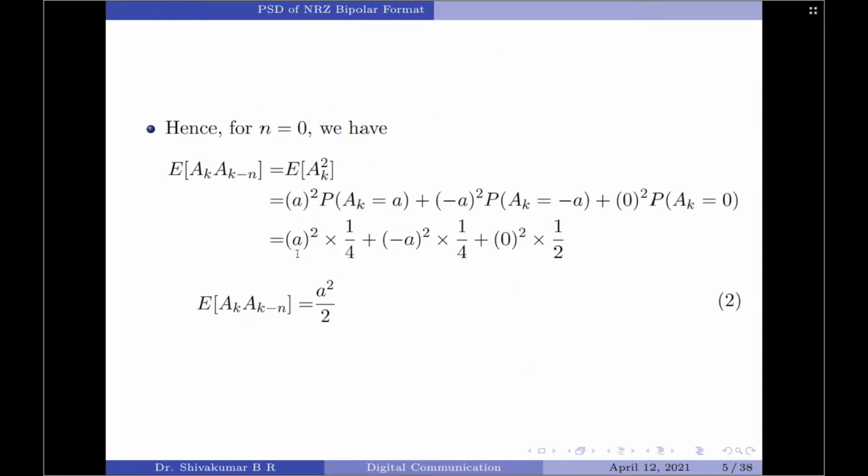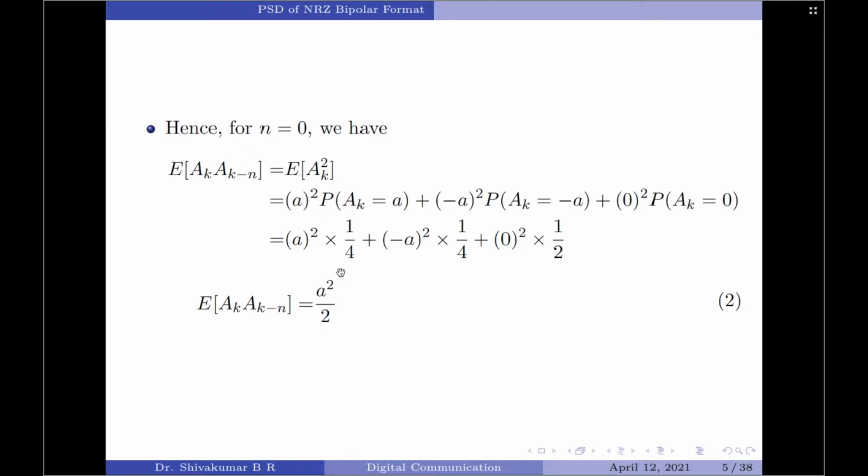So it will be A whole square multiplied by 1 by 4 plus minus A whole square multiplied by 1 by 4 again, and lastly 0 square multiplied by 1 by 2. This term anyhow will cancel out. So what we will have is A square into 1 by 4 plus minus A whole square into 1 by 4. So this will reduce to plus A square by 2.